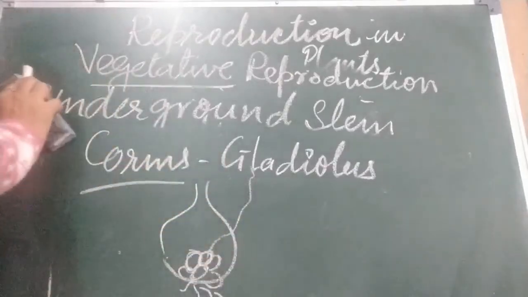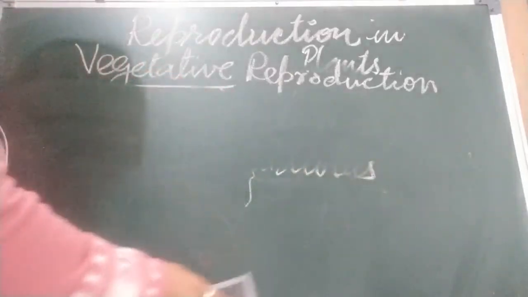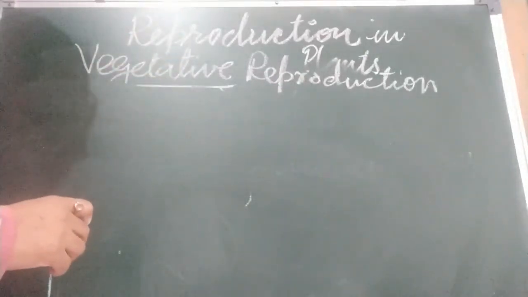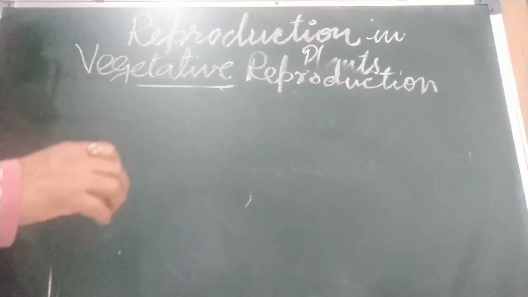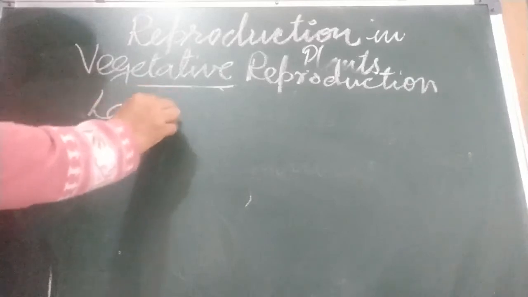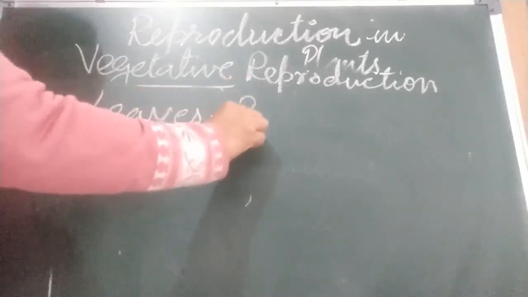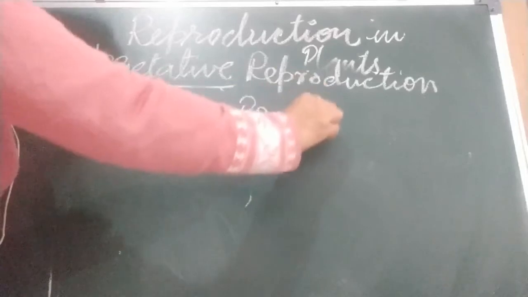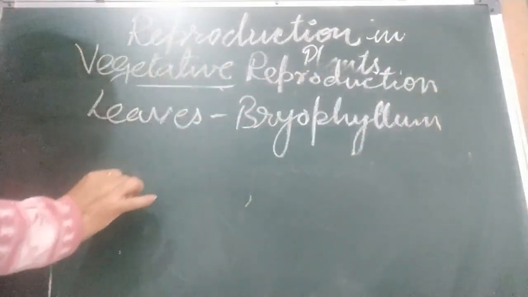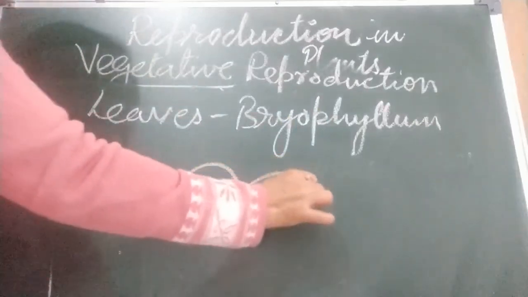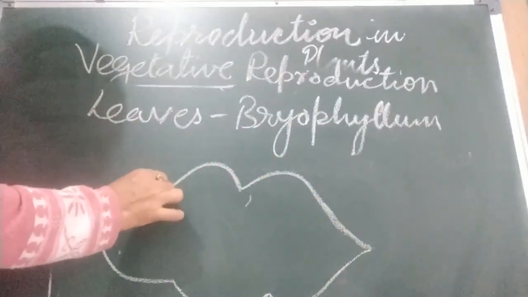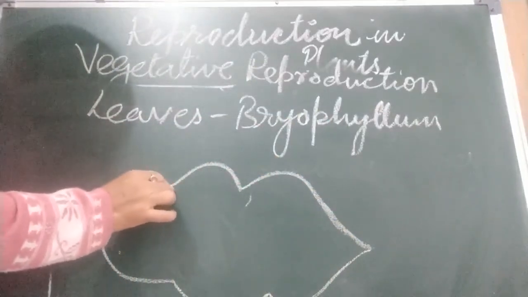Very good example of leaf is bryophyllum. Very common. There are many plants from which new plantlets come out from their leaves, but one very good example is bryophyllum. Children, this bryophyllum leaf is like this. The notches are there in the leaves. These are what? Notches. From these notches, new plantlets come out.